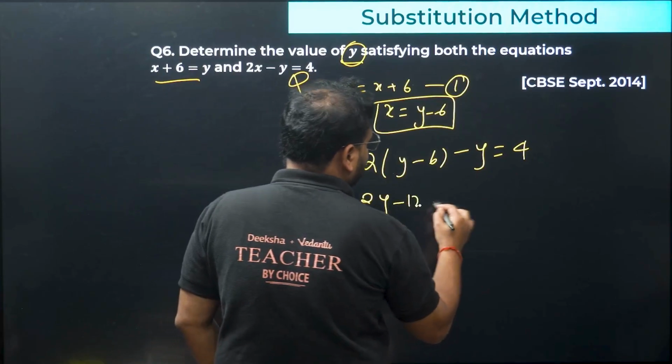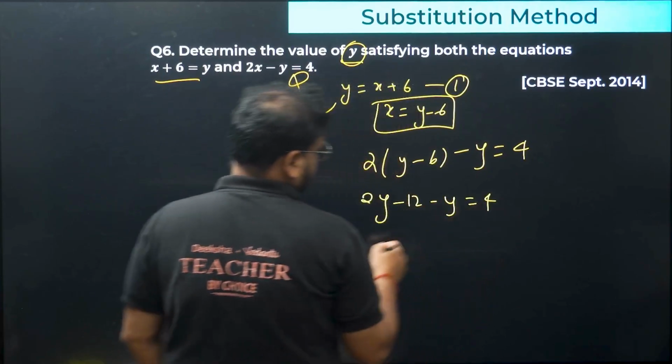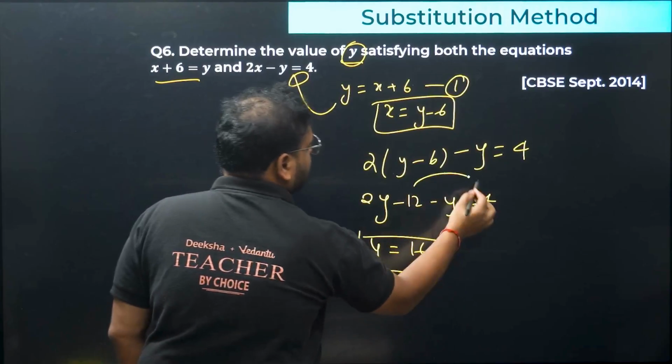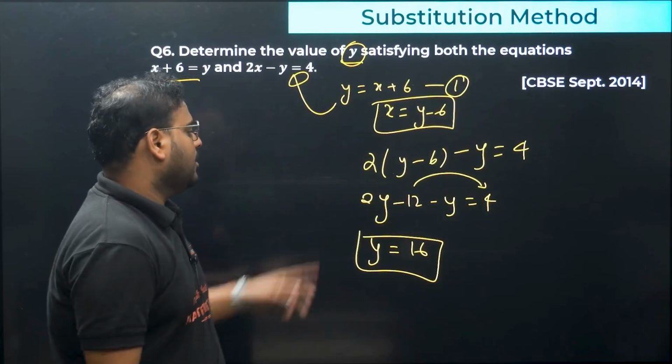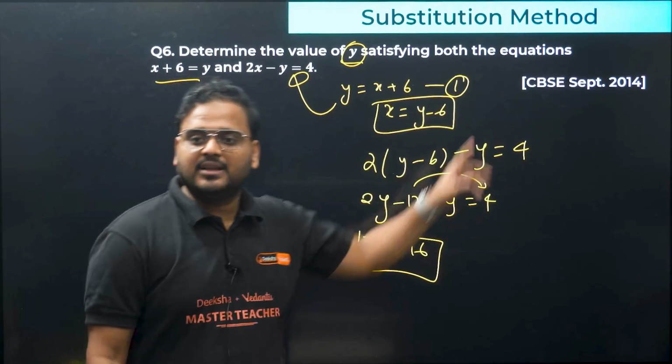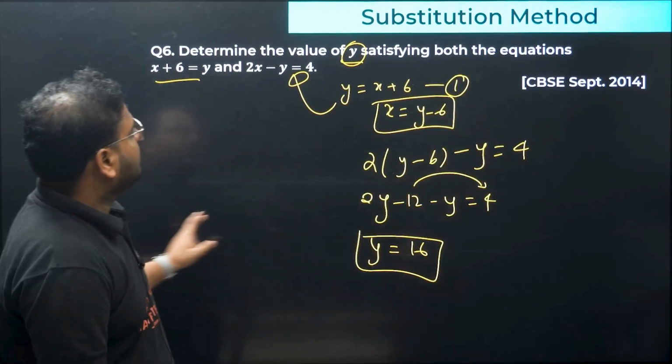2y minus 12 minus y is 4. So y equals to 16, right? Minus 12 goes over here, 16. y is 16. Please cross check the calculations. Again a PYQ. Okay. Simple question.